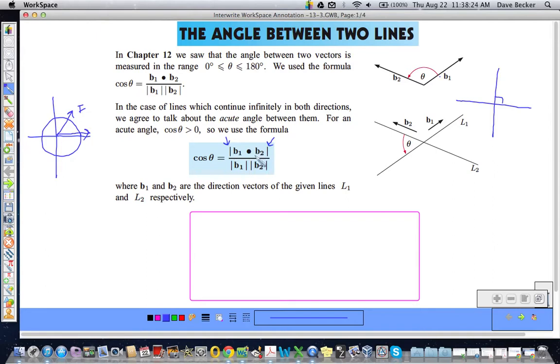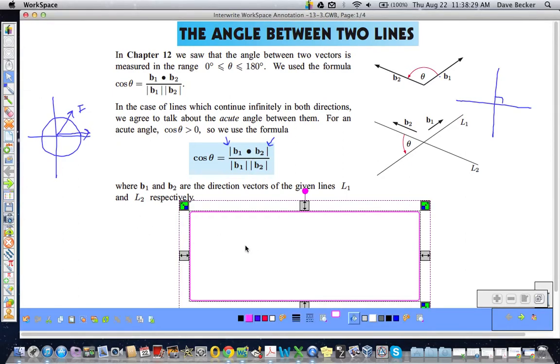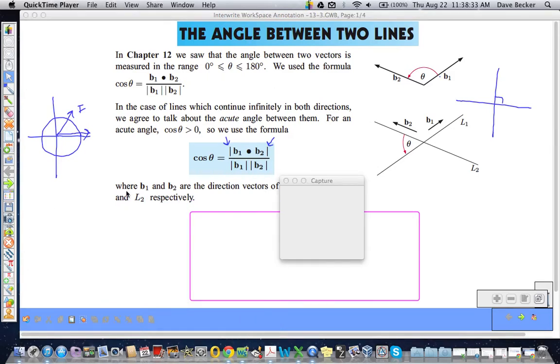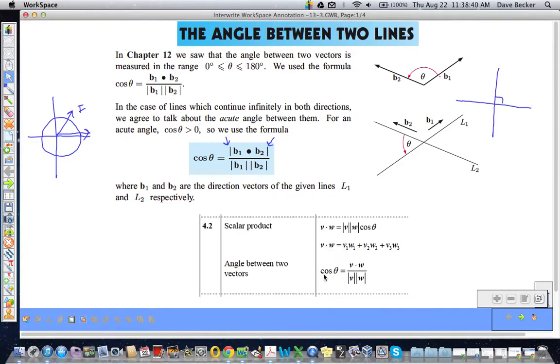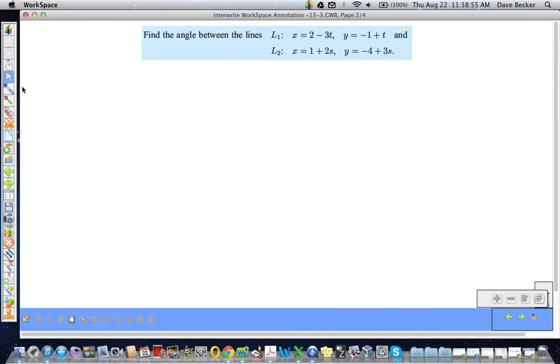Okay, so we don't have that formula on our formula sheet, but we kind of do. We have the formula for the angle between two vectors right here. We just have to remember to add the absolute value so we get the acute angle. And of course these are the directional vectors. We already knew that. So once you have that understanding, this is really pretty simple.